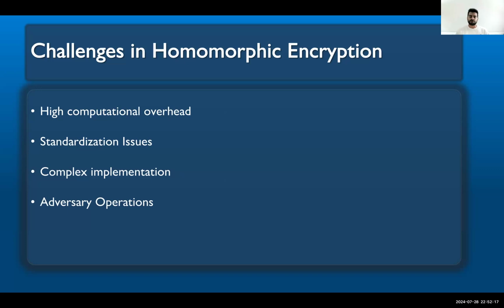But there are some challenges in homomorphic encryption. One of them, as I stated earlier, is high computational overhead. They are very, very complex algorithms based on very complex mathematical problems. So the implementation would not be easy. And we cannot use it anywhere we want. We cannot use it in any system we want, any hardware. And there are some limitations in implementation and the hardware and software that is needed.